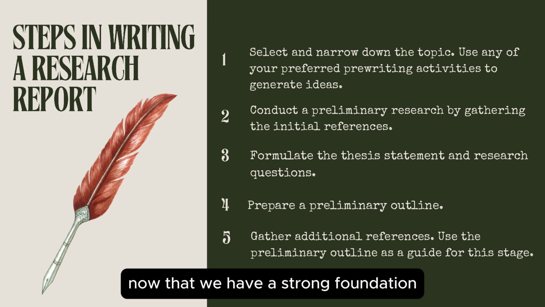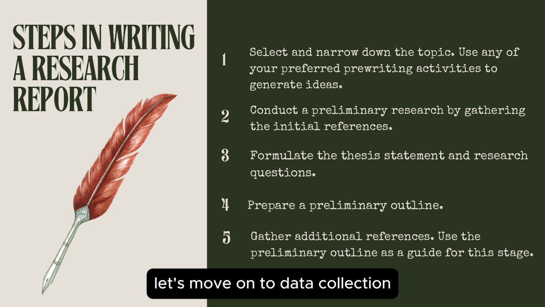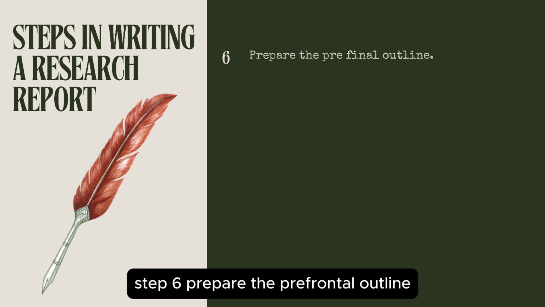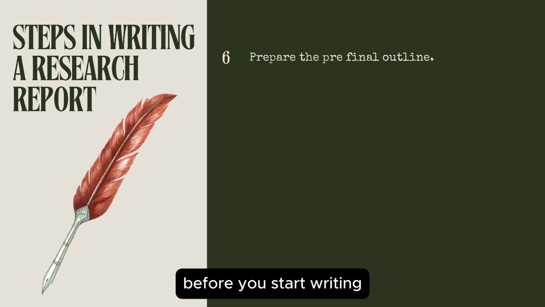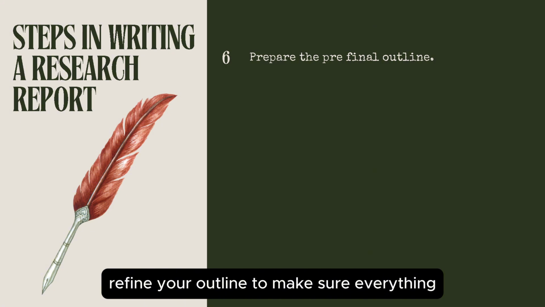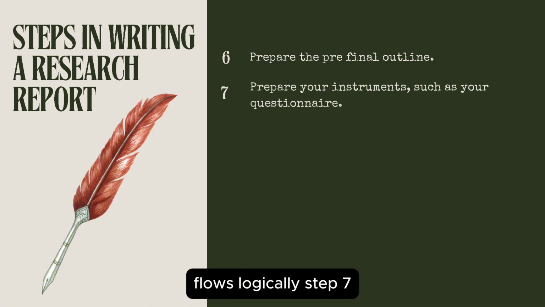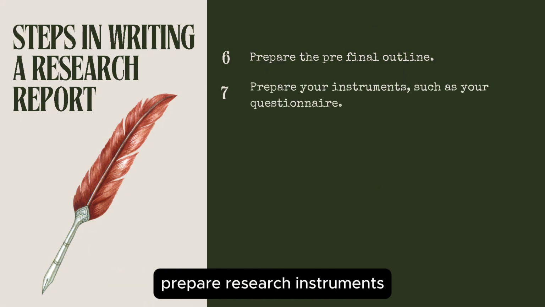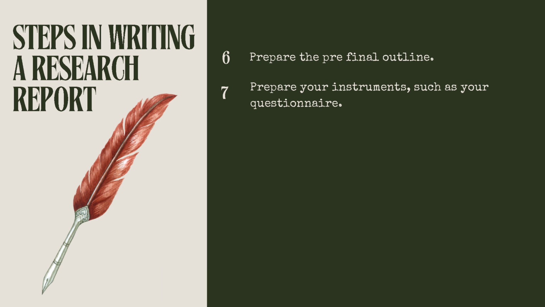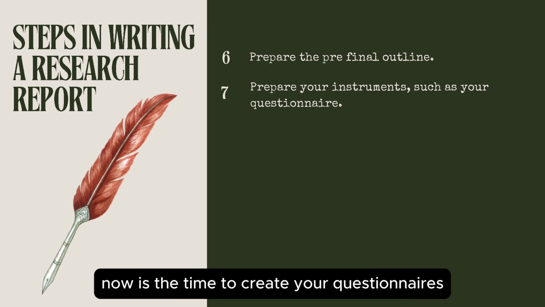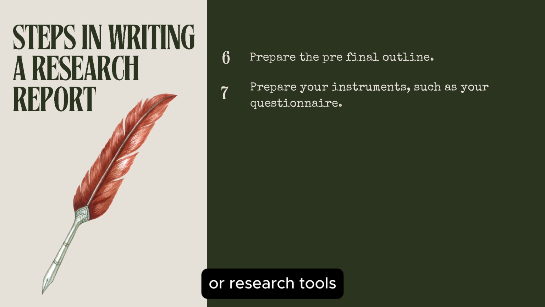Now that we have a strong foundation, let's move on to data collection. Step 6. Prepare the pre-final outline. Before you start writing, refine your outline to make sure everything flows logically. Step 7. Prepare research instruments. If you're conducting surveys, interviews, or experiments, now is the time to create your questionnaires or research tools.